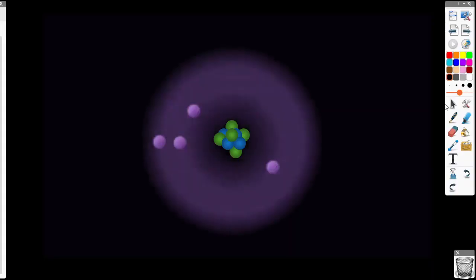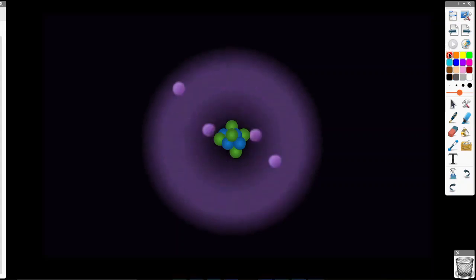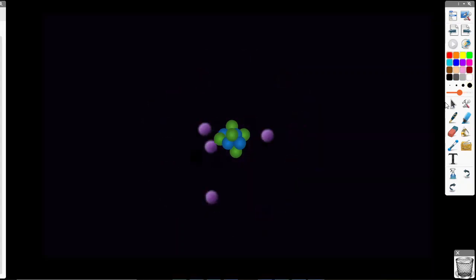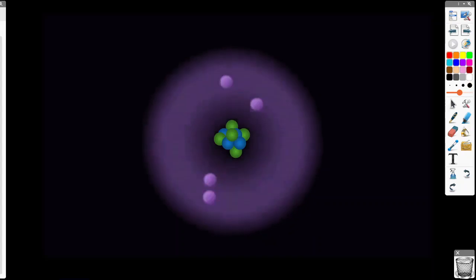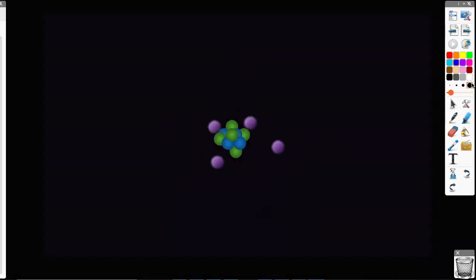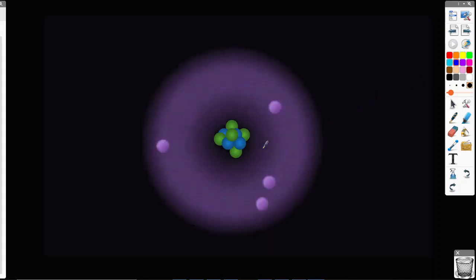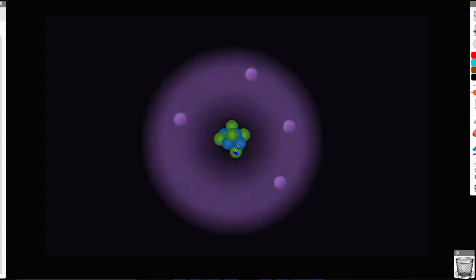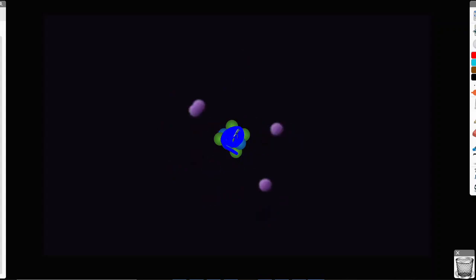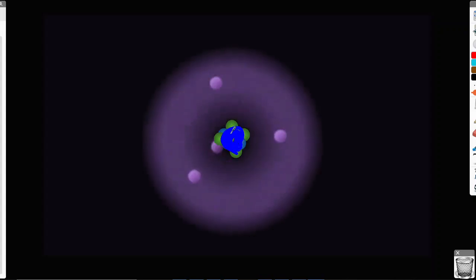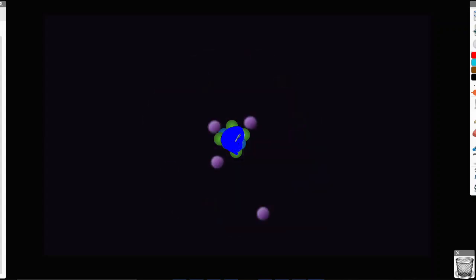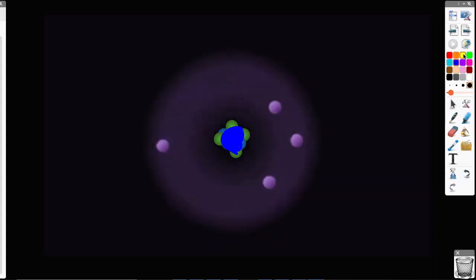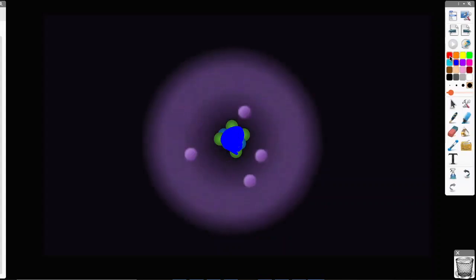According to the planetary model, which we just learned about before the cloud model, we learned that there's some kind of a nucleus. Okay, so first we had the planetary model. In the planetary model, we had some sort of a nucleus right here, right? Where we had all of our protons and neutrons. Protons were positively charged, the neutrons were neutrally charged. The neutrons help hold these protons together.